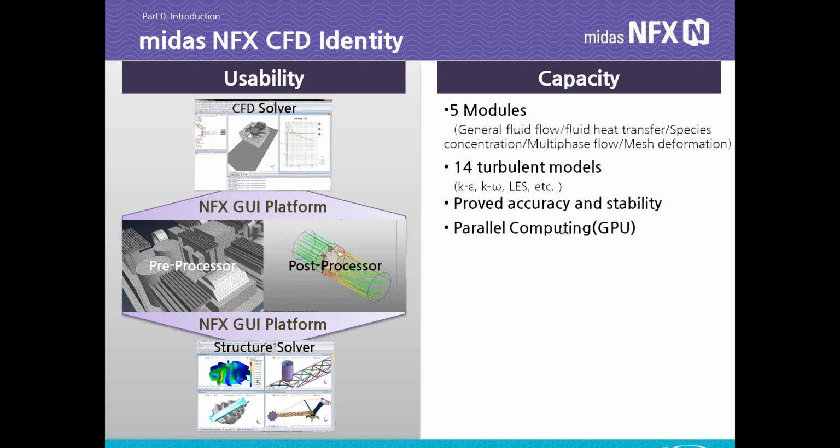Moreover, regarding the CFD capacity, NFX includes 5 modules for CFD: general fluid flow, fluid and heat transfer, which will be the topic of today, species concentration analysis, then multi-phase flow, and we can use mesh deformation as well. We have 14 turbulence models to really model the turbulence. We have proven accuracy and stability, with a lot of benchmarks to be sure that the results you get are correct. And we now have parallel computing with the GPU, which is a new feature of NFX 2014 R2. So computing big models will be much faster.